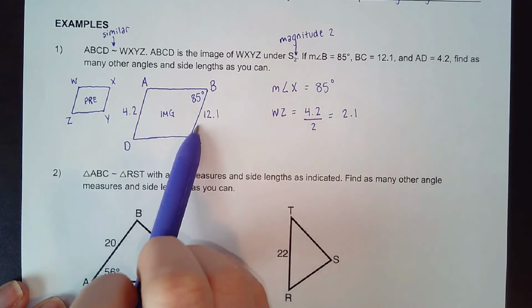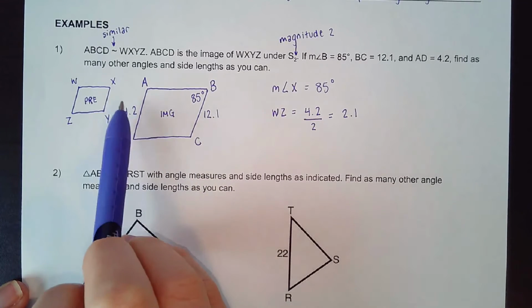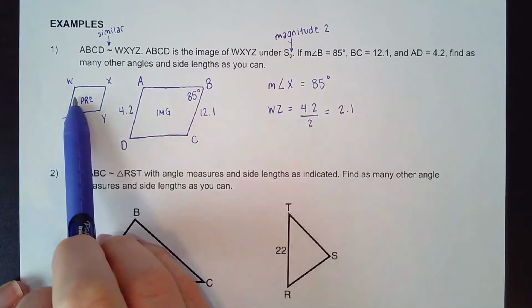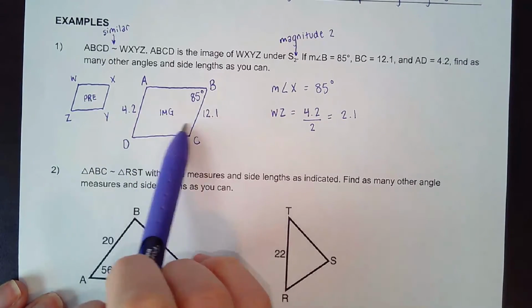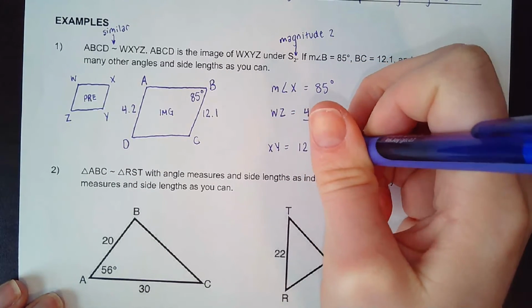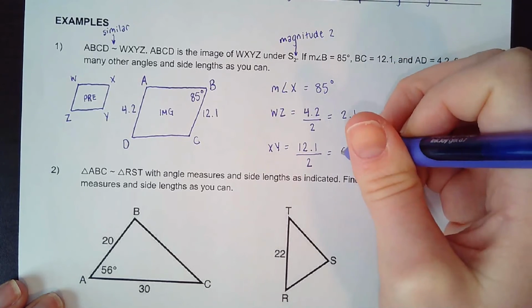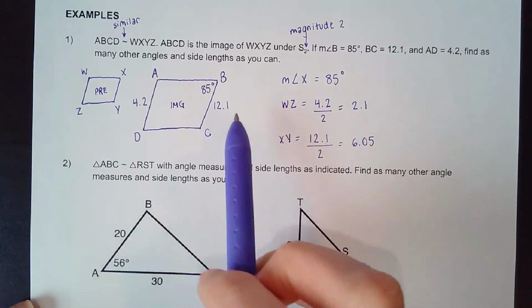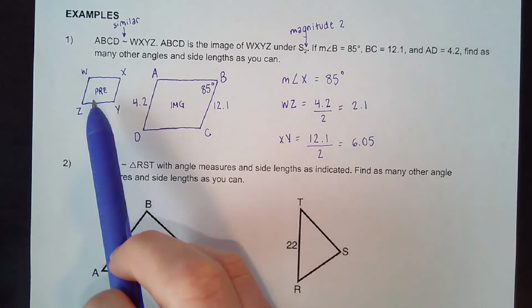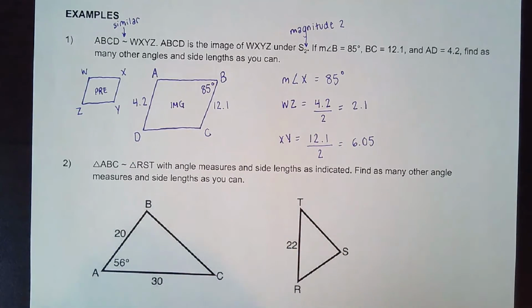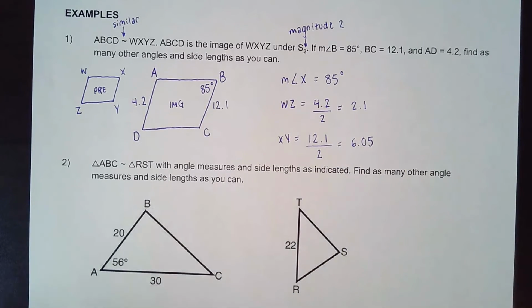And we can do the same thing with BC. I know this side is 12.1, and so to find side XY, since these correspond, again, to go from image to pre-image, we can divide by that magnitude. So to find XY, I'm going to take 12.1 and divide it by 2. And that should be 6.05. And since those are the sides we started with, that's all that we can find in our pre-image. We can't do anything else to find missing sides here because we don't know any other information. So those are the 3 angles and sides that we can find.